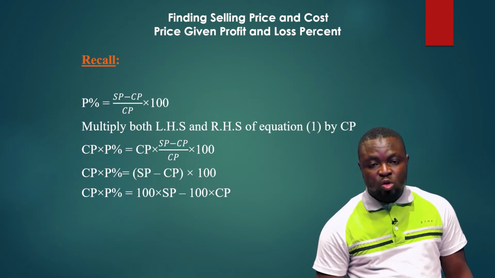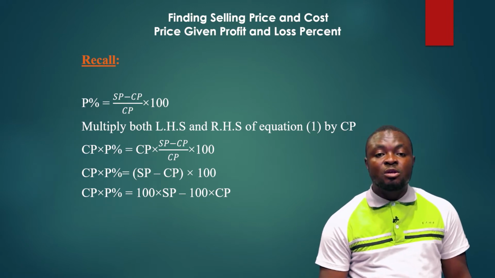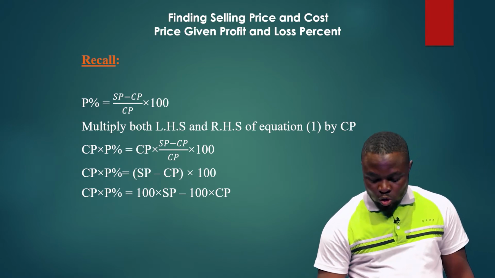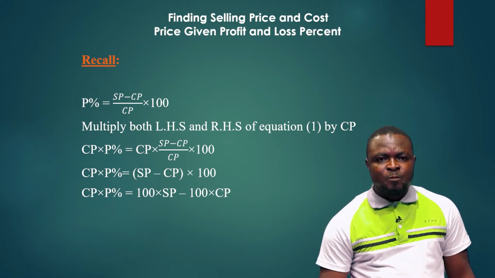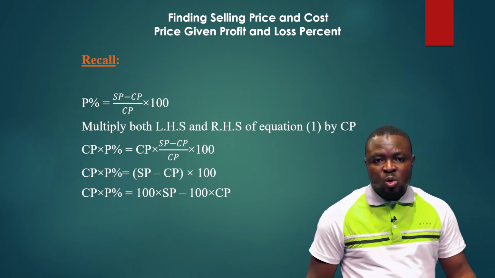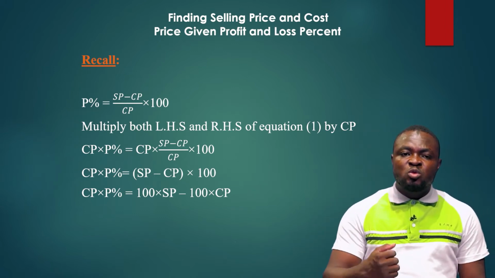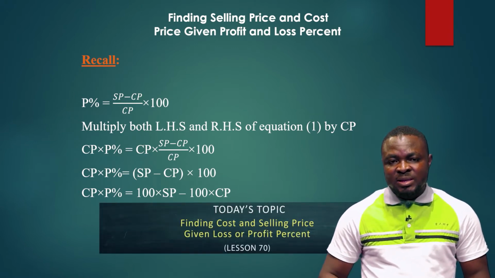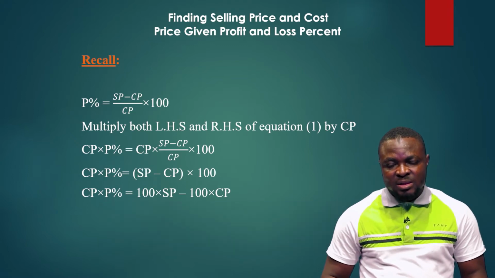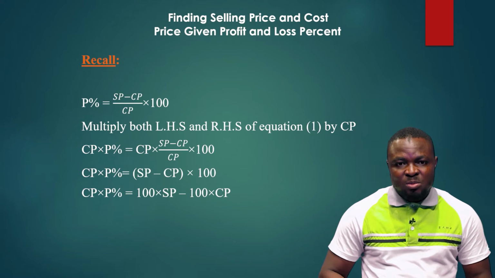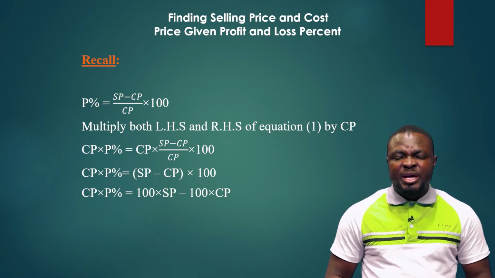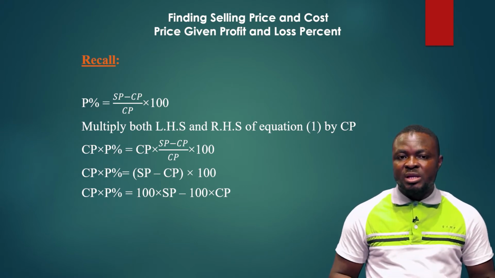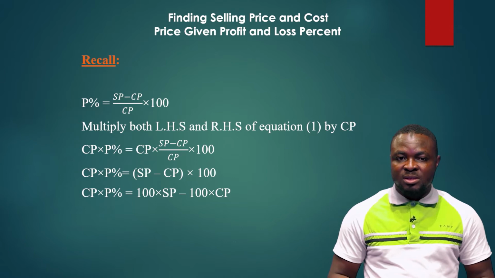That is, if you know your profit percent, how do you find your selling price and your cost price? Let's recall, in our previous lesson, we were able to state what the profit percent is. You estimate the profit percent by taking selling price minus cost price, dividing it by cost price and multiplying the answer by 100. In this case, we are assuming we know the profit percent. We don't know the selling price. We don't also know the cost price.